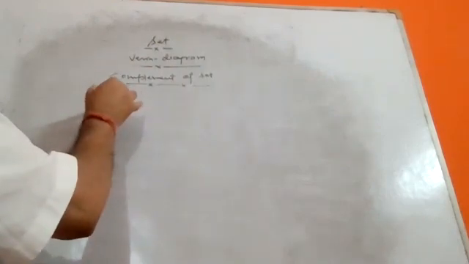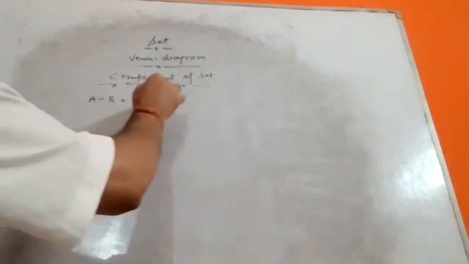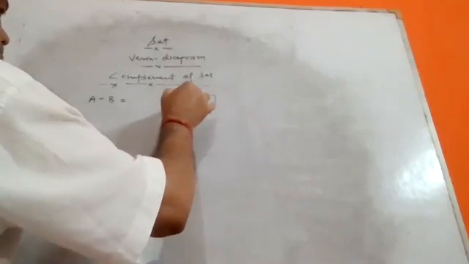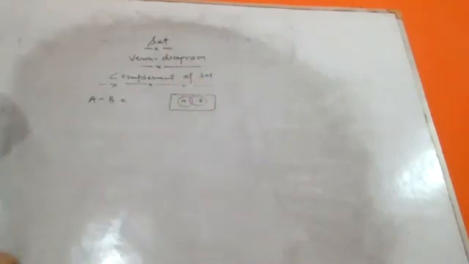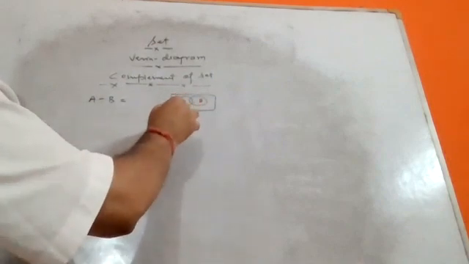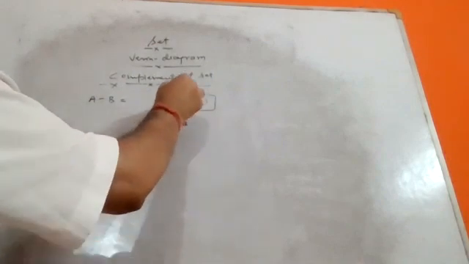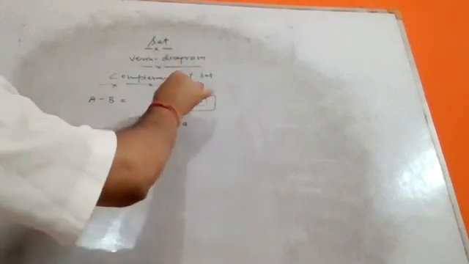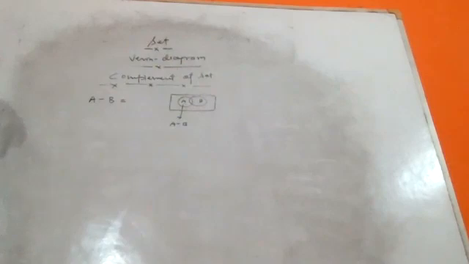That is A minus B. The meaning is that the element should be present in A but not in B. With the help of a Venn diagram, this is your A, this is your B. If we are going to explain A minus B, what is it? This one portion shows A minus B. That means the elements should be present in A, but not in B.